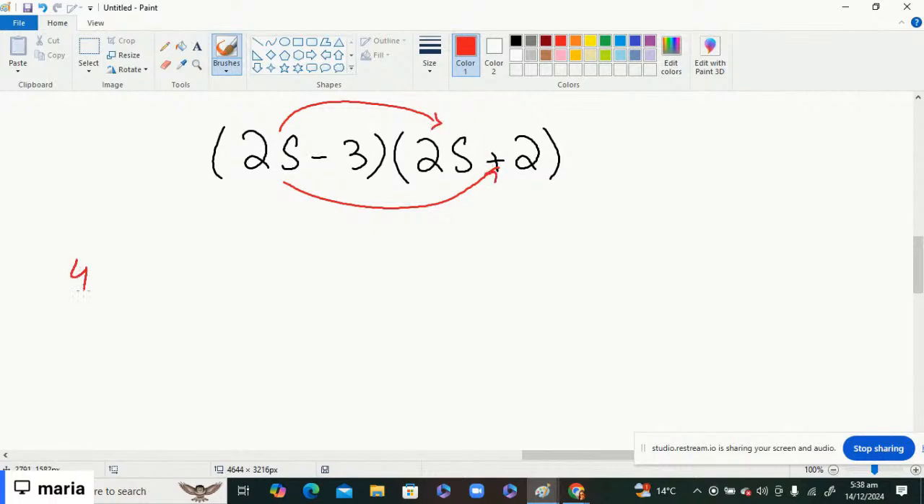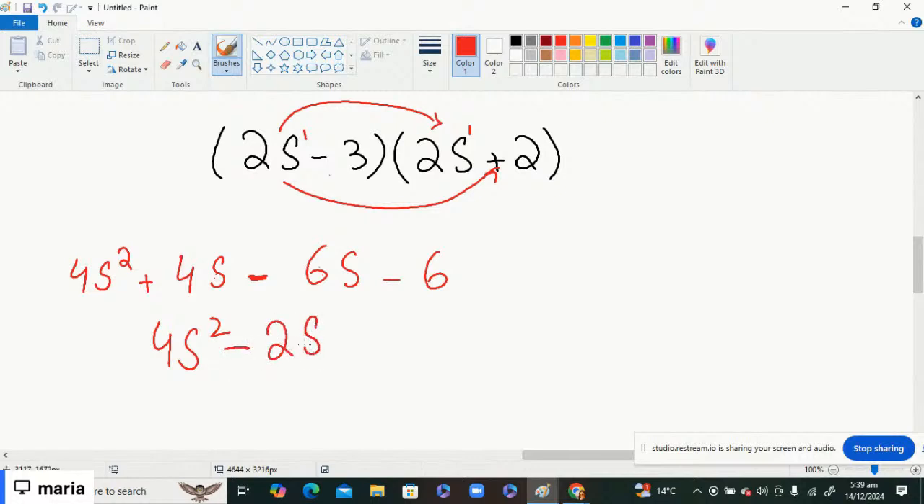So 2 times 2 is 4s square. Power is 1, power is 1, that is added. Plus 4s. 2 times 2 is 4 and s is as it is. Then minus sign. 3 times 2 is 6s. Minus plus is minus 6. More solve because these two powers are basically equal. S and S. So plus minus minus, and this putting the sign with the greater number, and the greater number is negative sign. So it's 2s minus 6. And here is your answer.